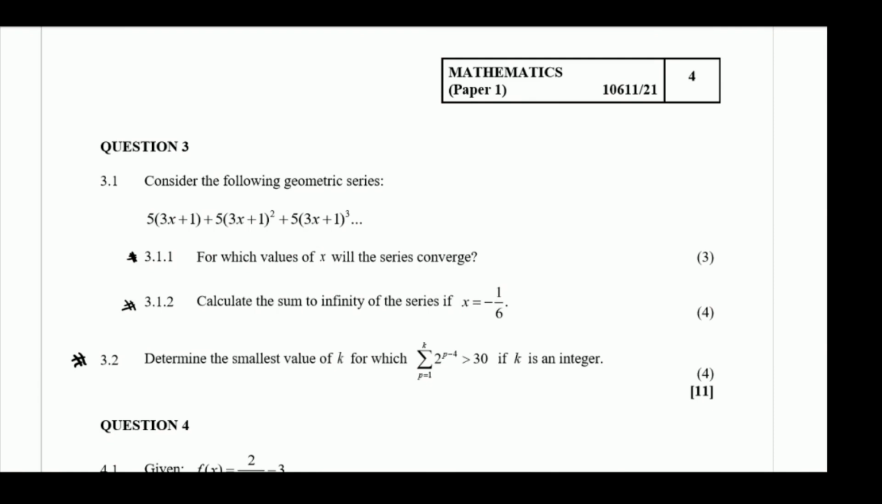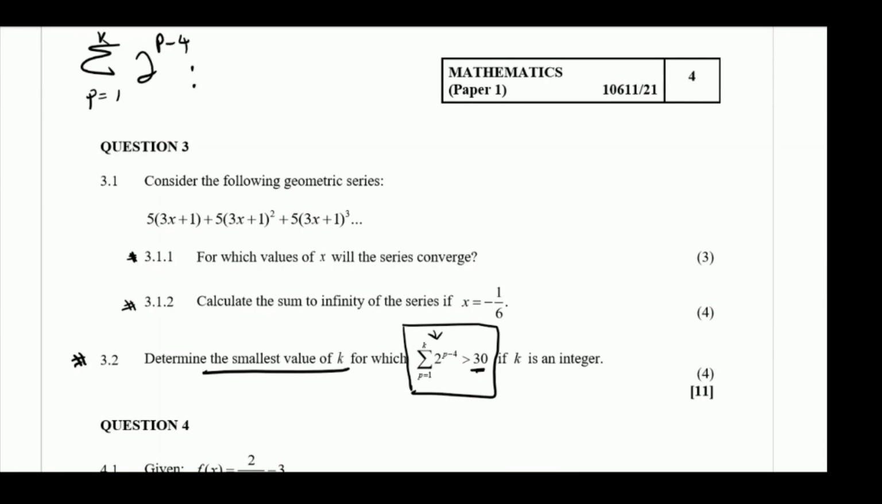So now we are going to do 3.2, where we are asked to determine the smallest value of k such that the sum is greater than 30. So the sum, which is this one here, is greater than 30. We need to find that value of k. For us to find that value of k, we need to find our series first, right? To find our series, we are given the sum from p equals 1 of 2 to the power p minus 4. So let's first find our series.